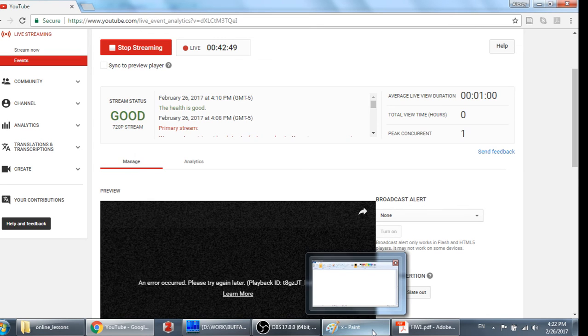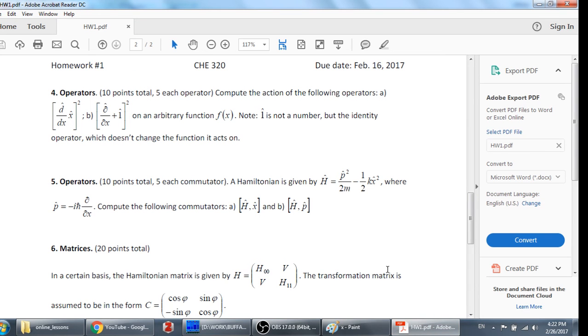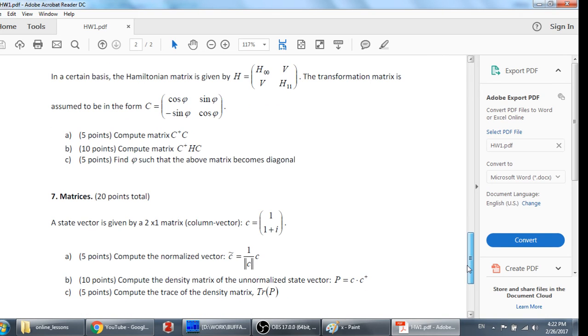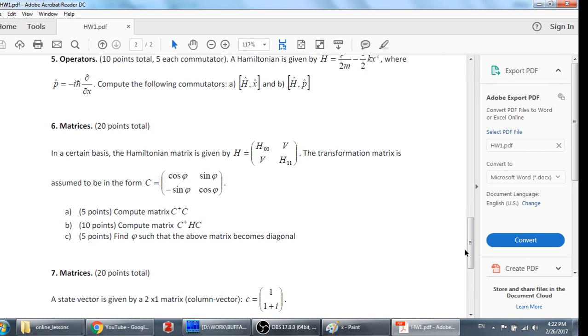Let me just go ahead and do this little exercise. Well, two more little exercises. One is for matrices and another for just vectors. So we have this matrix like Hamiltonian, and here is some transformation matrix. We want to compute this C plus and C.